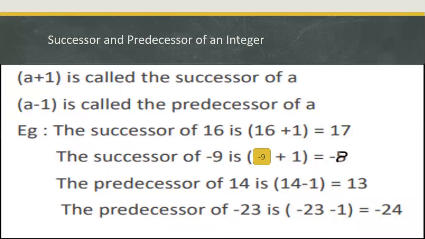Successor and predecessor of an integer. a + 1 is called the successor of a. a - 1 is called the predecessor of a. Example, the successor of 16, that is 16 + 1, is equal to 17. The successor of -9, that is -9 + 1, is equal to -8. The predecessor of 14, that is 14 - 1, is equal to 13. The predecessor of -23, that is -23 - 1, is equal to -24.